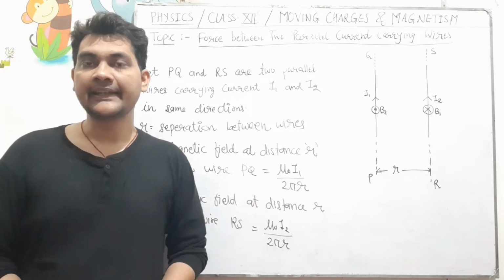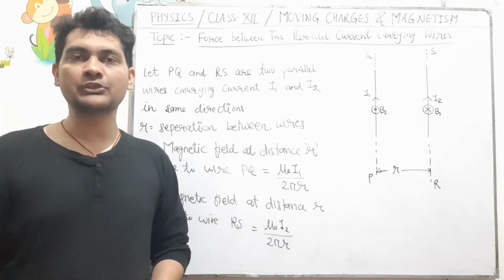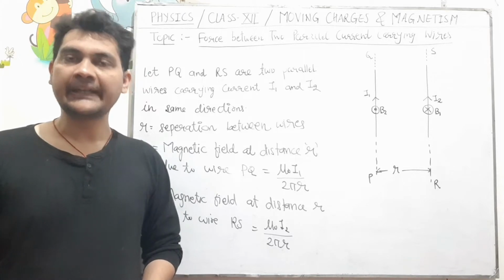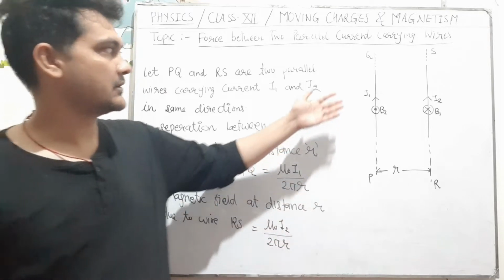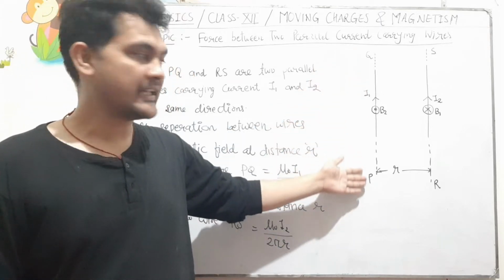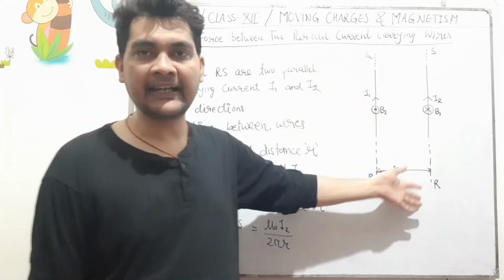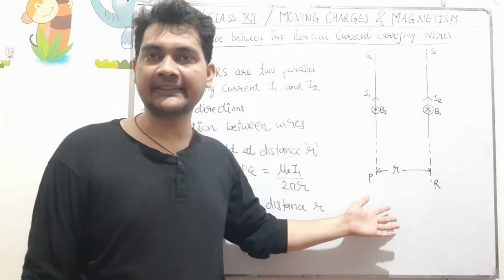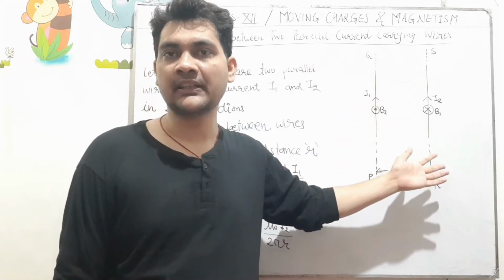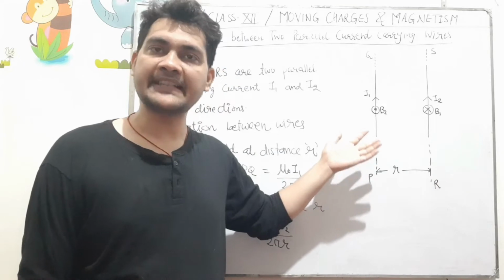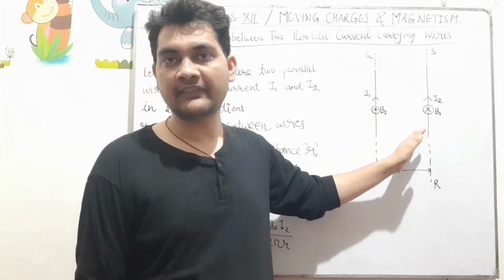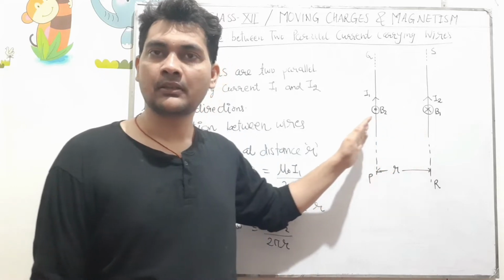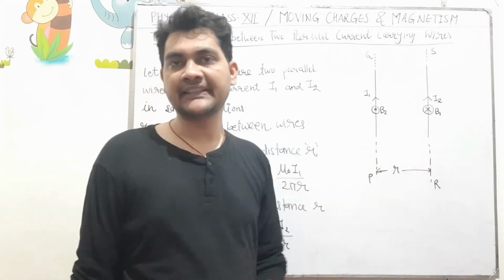Dear students, suppose we have two wires of infinite length placed parallel to each other, like we have seen in this figure. There are two wires PQ and RS, of infinite length, placed parallel to each other and carrying current in the same direction. I1 is the current in wire PQ and I2 is the current in the second wire RS. Then what happens?